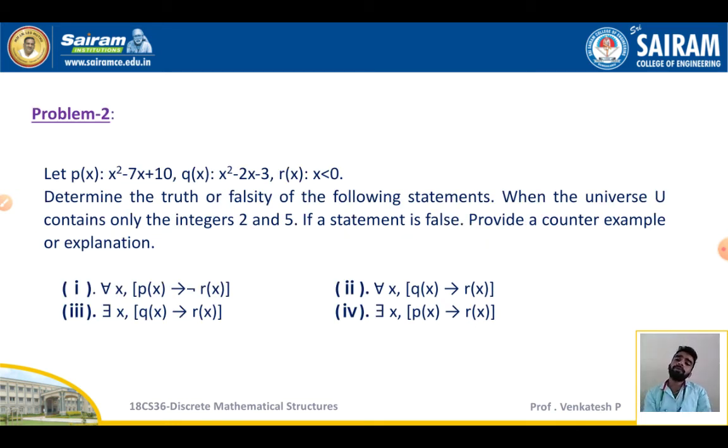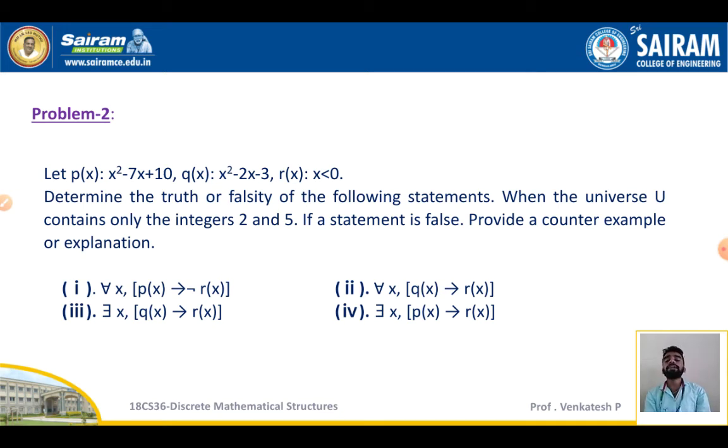So next is problem number 2. Let p of x be x square minus 7x plus 10, q of x be x square minus 2x minus 3, and r of x be x is less than 0. Determine the truth or falsity of the following statements, when the universe U contains only the integers 2 and 5, and if a statement is false, provide the counterexample or explanation. So if the statement is false, we have to provide a counterexample with explanation.